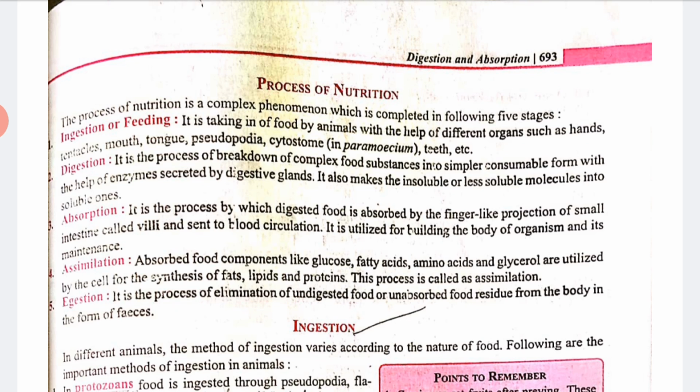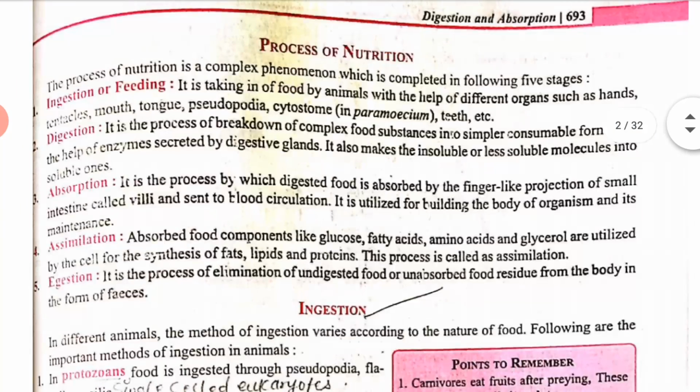The first stage is known as ingestion, or we can say feeding. Ingestion is the stage in which we take food inside our mouth with the help of hands, tentacles, mouth, tongue, pseudopodia. All these things, and teeth also, help in the feeding of the food. So it is taking in food by an animal with the help of different organs. These organs count as the organs which help in feeding, and this process is ingestion.